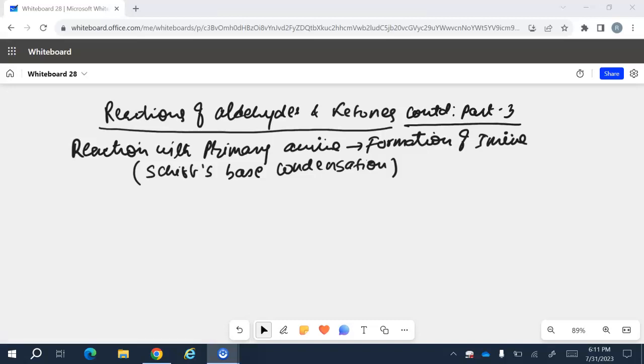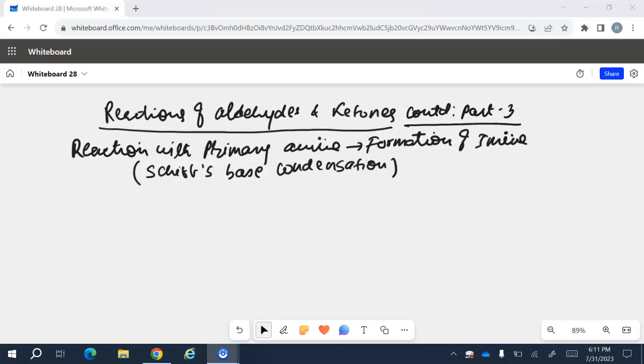Hello, in this video, we will continue our discussion on reactions of aldehyde and ketones as part 3. In our part 2, we discussed the reactions of aldehyde and ketone with primary amine as the formation of imine, and this reaction we call Schiff base condensation. We discussed this reaction including its mechanism.